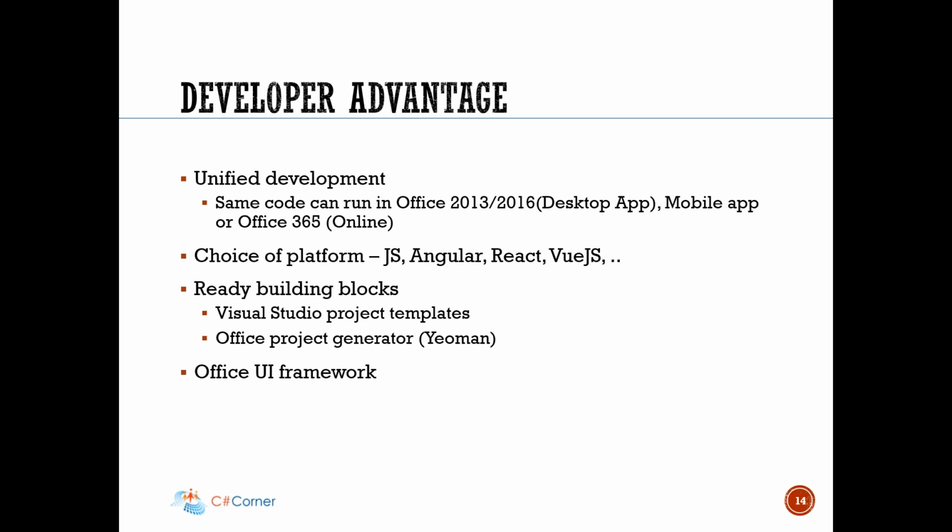This is the SaaS version, Office 365 Online. Directly from the browser, you can load Word, Excel, and PowerPoint, and your add-in will run in that also. So you are coding only once, and you have three scenarios: desktop, mobile, and web-based. And your add-in is going to run in all these three. You don't have to program separately.